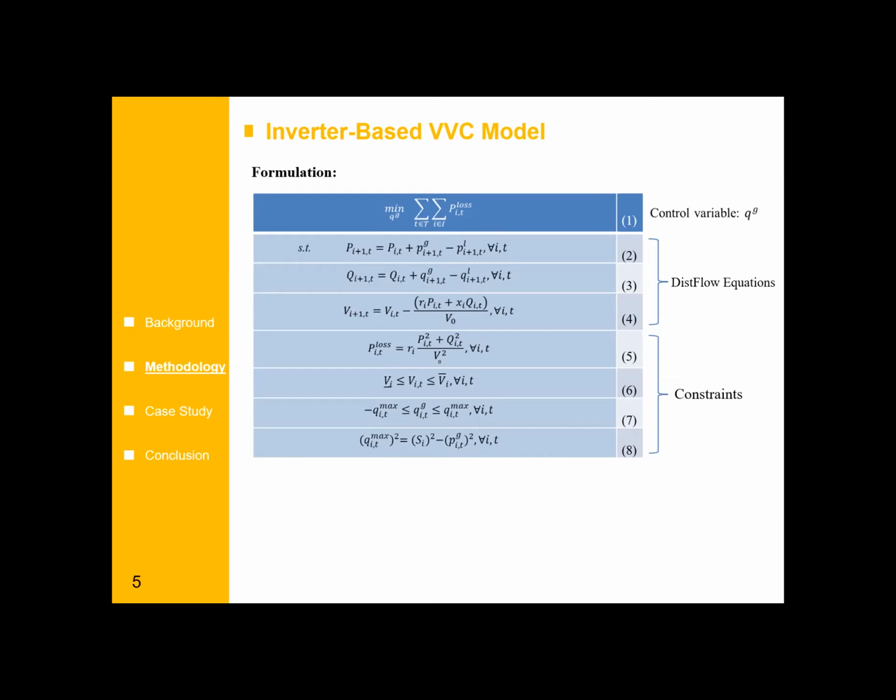Equations 5 to 8 give the other constraints, which give the calculation of the network power loss and the allowed range of the system voltages and the inverter reactive power output capacity.